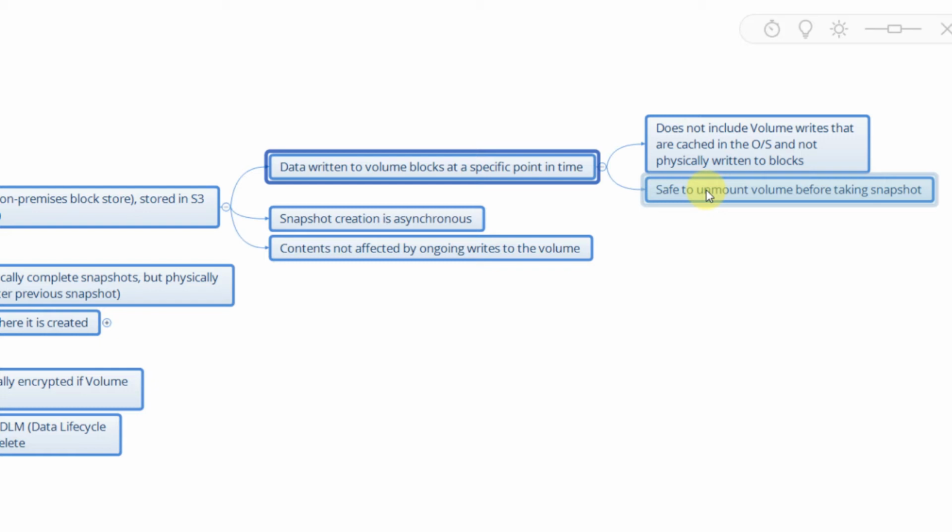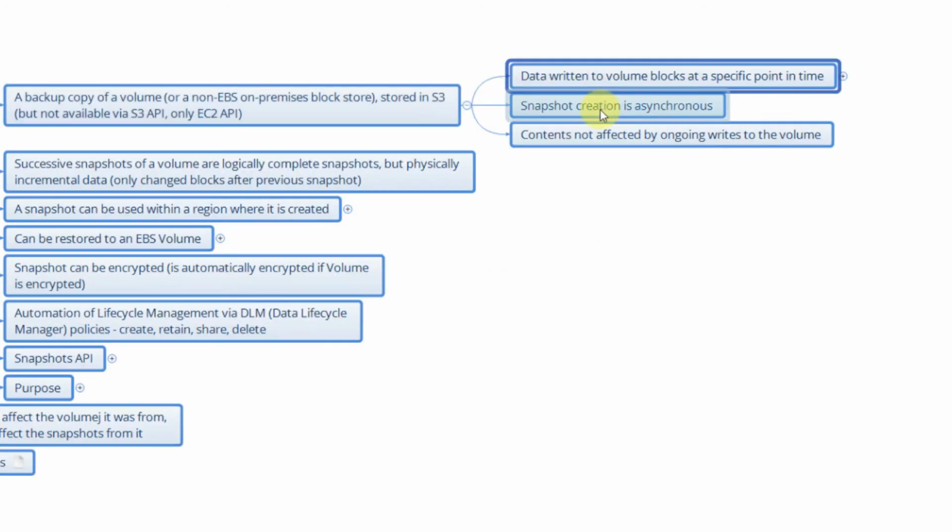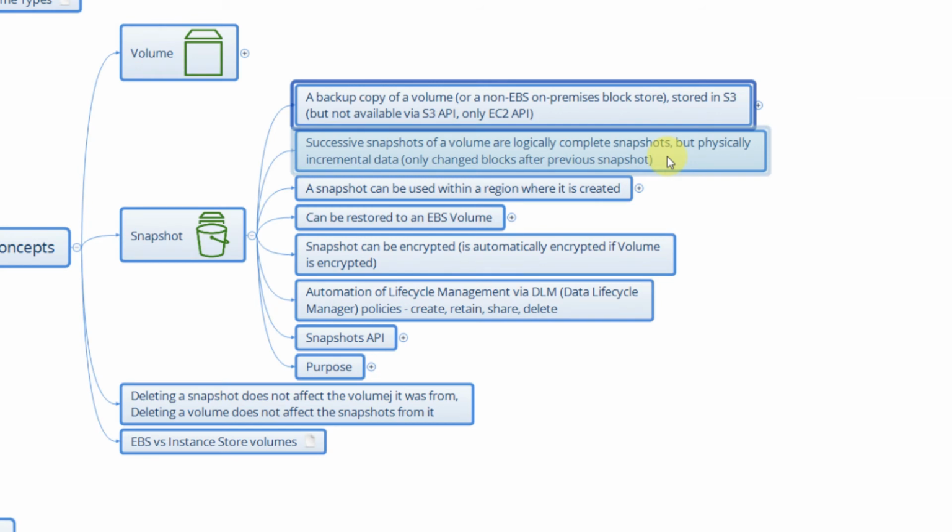If the volume happens to be a boot volume, then it's best to stop the instance before taking a snapshot of the boot volume. Creation of snapshots is asynchronous, which means while it's happening, you can be accessing the volume without impact on performance or functionality. The contents of a snapshot are not affected by ongoing writes to the volume. Now, when you take successive snapshots of a volume, each snapshot is a logically complete snapshot. But physically, it's only incremental data, which means the snapshot has only the blocks that changed after the previous snapshot and not all the blocks.